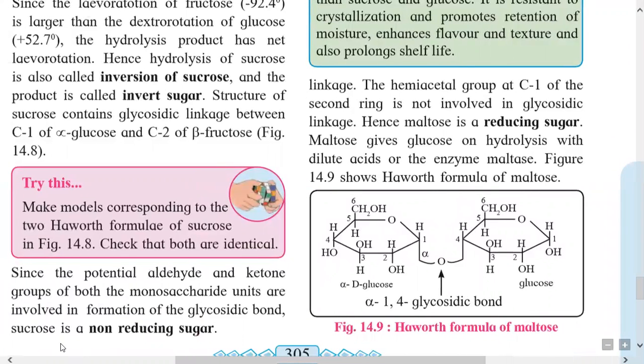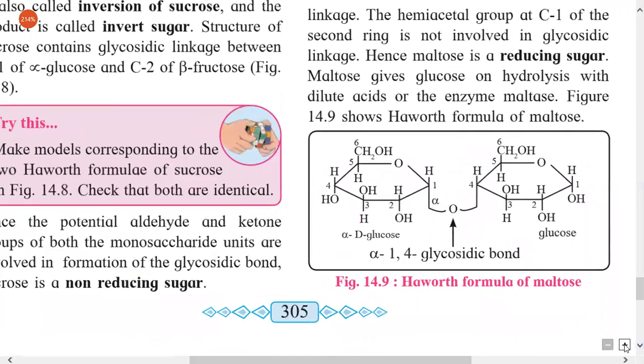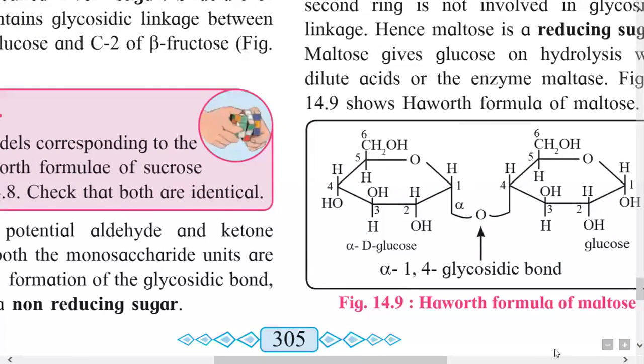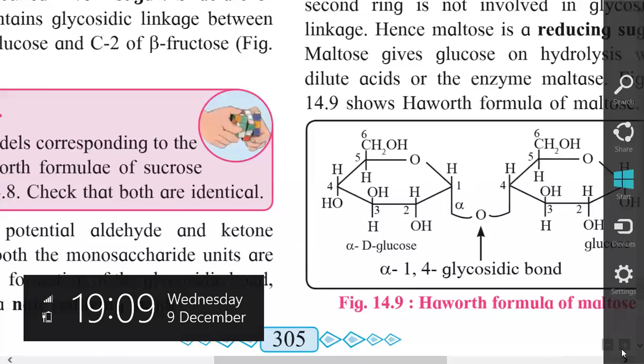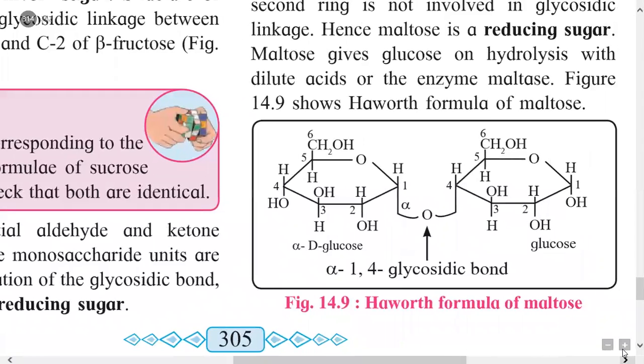So maltose on hydrolysis gives glucose with dilute acid, or the enzyme used for hydrolysis is maltase. The enzyme used for hydrolysis of maltose is the maltase enzyme. In this figure we will study the Haworth formula for maltose. Now I will explain in detail how this formula of maltose can be drawn.